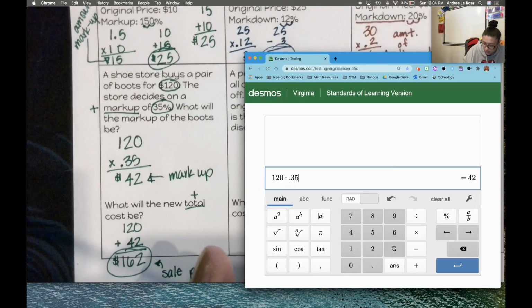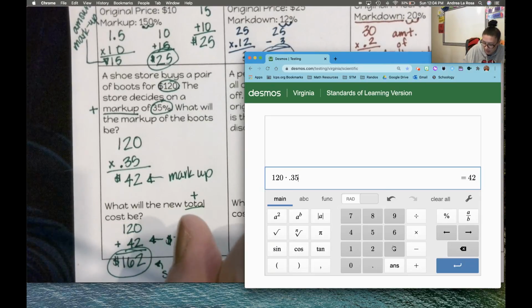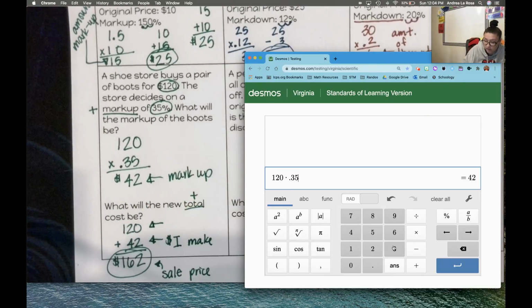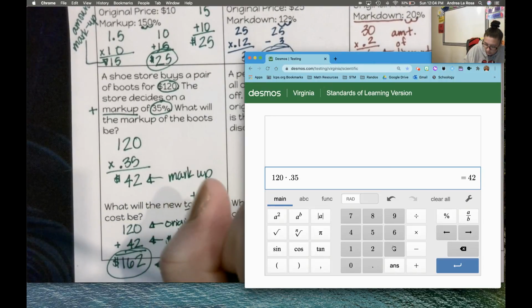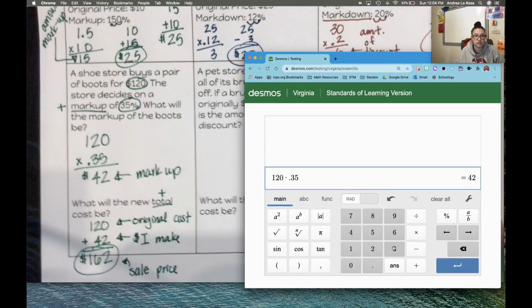So that's a sale price. How much somebody in the store is going to buy them for. That $42, that's how much money I make. And the $120, that's how much they originally cost.